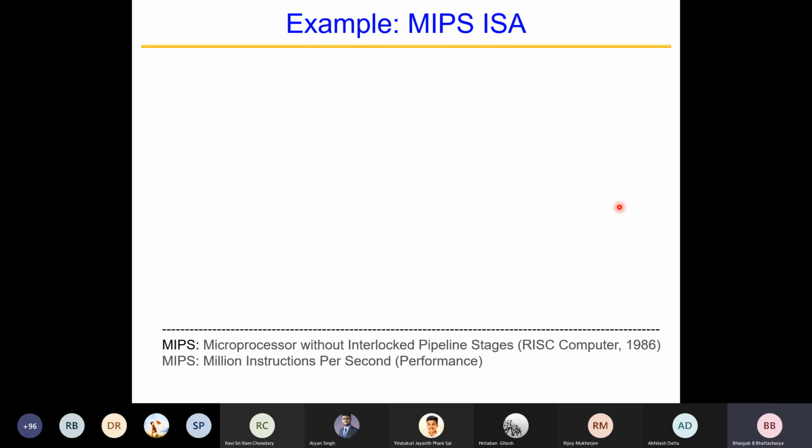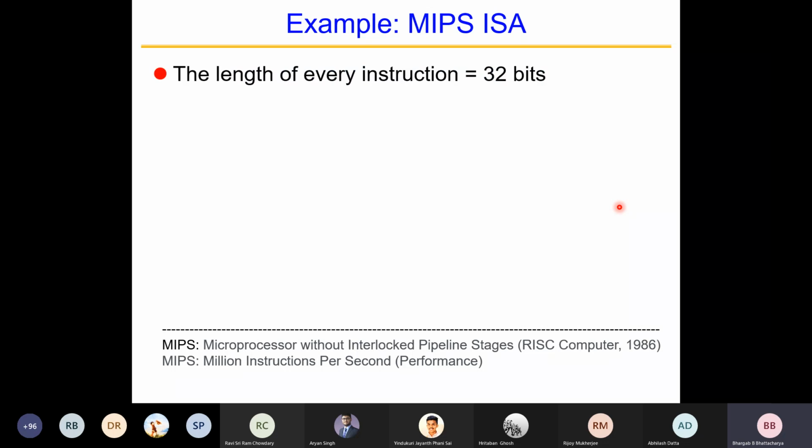The word MIPS also has another connotation, in context to the performance of a machine. It's called million instructions per second. So you might say the MIPS value is this, that means the machine is capable of executing so many million instructions per second. So the word MIPS has two connotations in the context of computer architecture. Sometimes it refers to a processor and the assembly language, and also it refers to million instructions per second.